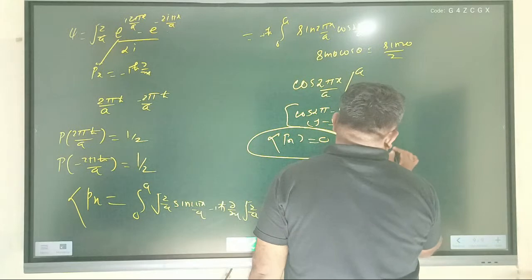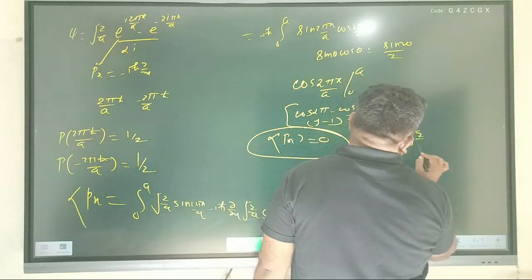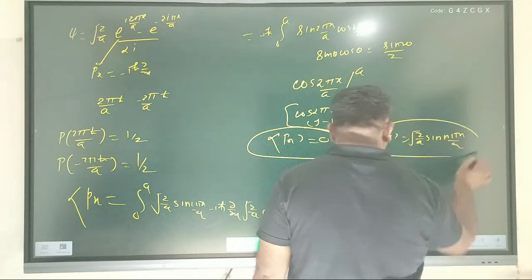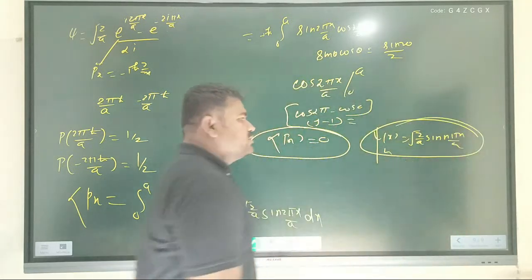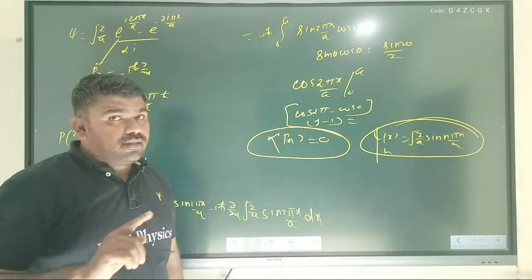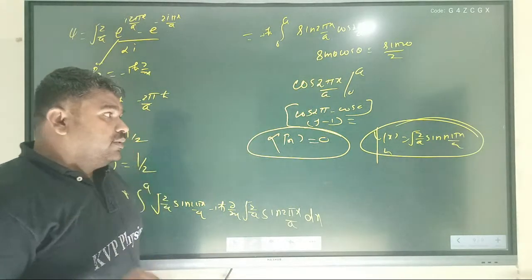तो always memorize करिए, हमारे पास जो वेव फंक्शन था, हमारे पास वेव फंक्शन क्या था? psi of x is equal to how much? Root 2 upon a sin n pi x upon a. Whatever the n values, don't worry about this one. Okay, और psi of x is equal to how much? This one.